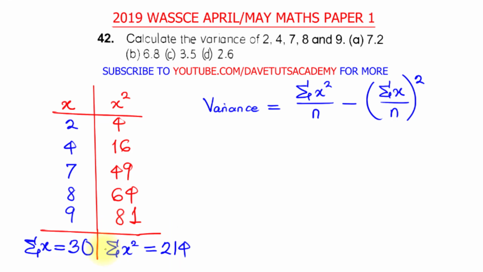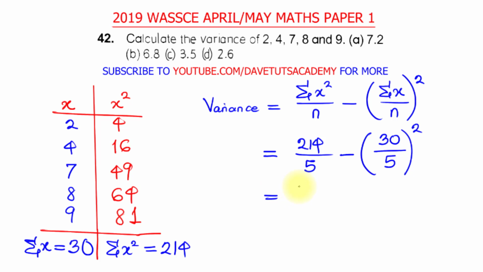Now if you want to use the data that we obtained here, summation x as 30 and summation x squared as 214, in this particular formula, we'll see here summation x squared will be 214. Our n is the number of entries, and we have 1, 2, 3, 4, 5. So we have 5 total data, so n is 5, minus the average. The average here will be 30, summation x, which we have already gotten here, over the number of values, that is 5, then that raised to power 2. So this is just going to give us 214 over 5 minus 30 over 5 is 6. 6 raised to power 2, that is 36.